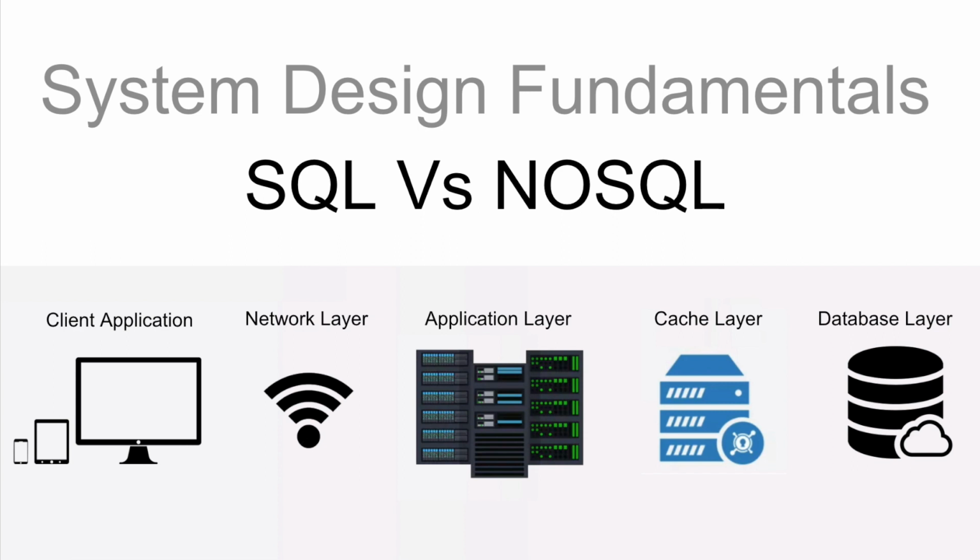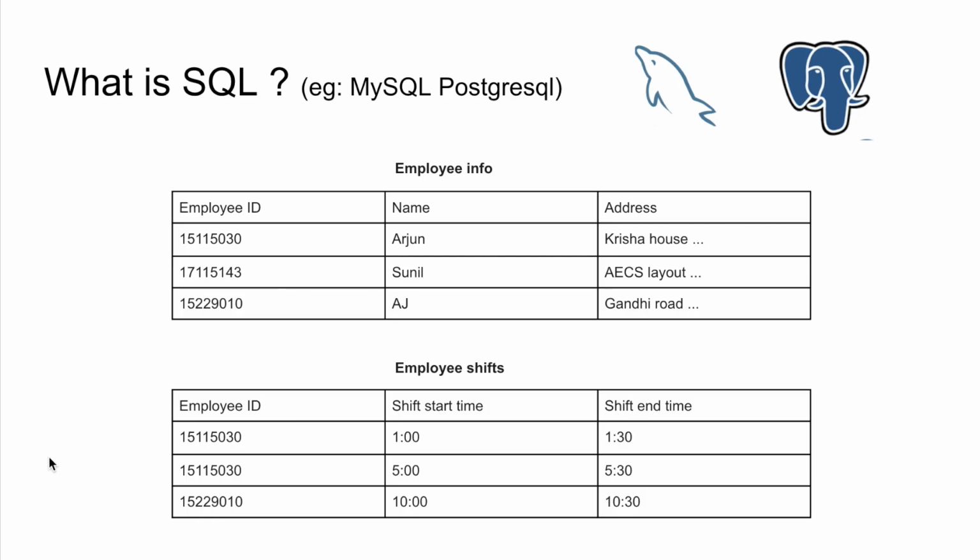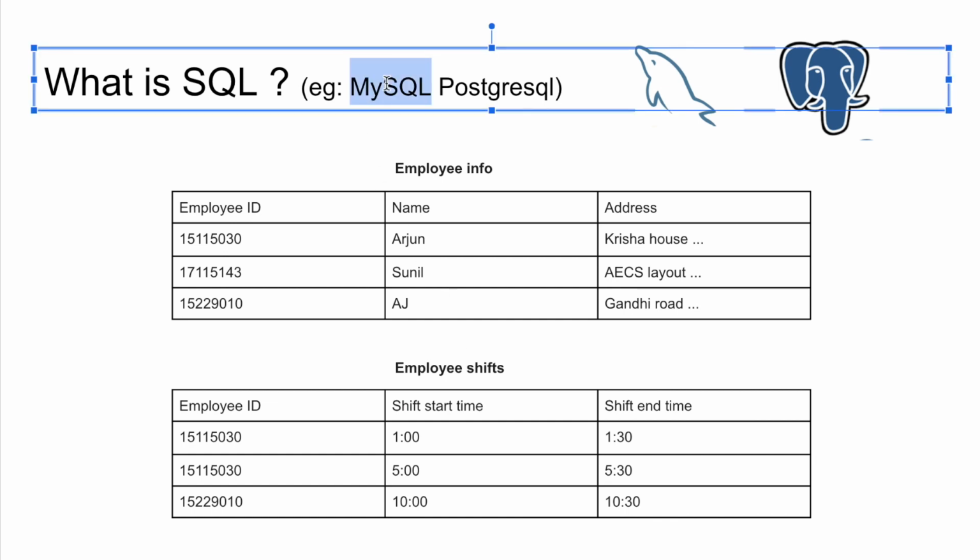Hello everyone. Today let's look at the important topic in system design, SQL versus NoSQL. Before we compare both, let's first understand what SQL and NoSQL mean. In SQL, data is stored in tables called relational tables, such as this employee info table and this employee shifts table here. Examples of well-known SQL databases are MySQL and PostgreSQL.